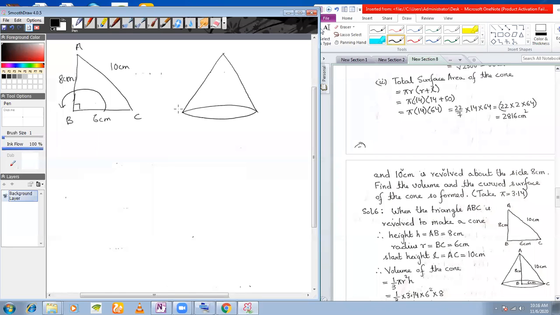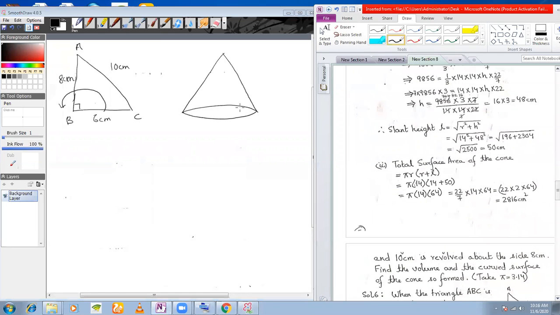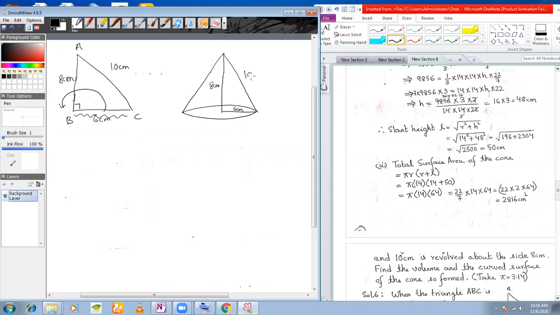Now can you tell me which one should be the height of this cone? If this right angle triangle is being rotated about AB, the 8 centimeter side, then what should be the height of the cone? 8 centimeters. So this becomes your 8 centimeters. And what should be the radius of the base? 6. This side entirely becomes the radius of the base, 6 centimeters. And what should be the slant height? Slant height becomes 10.